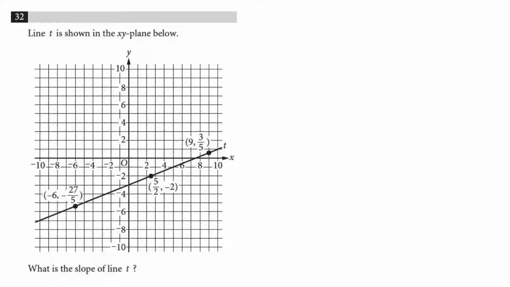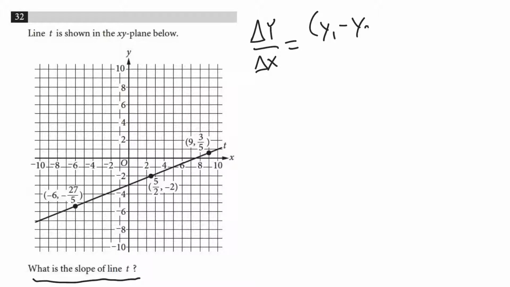32. Line T is shown in the xy plane below. What is the slope? What is the slope of line T? All right, well, slope is just the change in y over the change in x. Okay, so you can think of it as y1 minus y2 over x1 minus x2. I'm just looking for the change in the y.